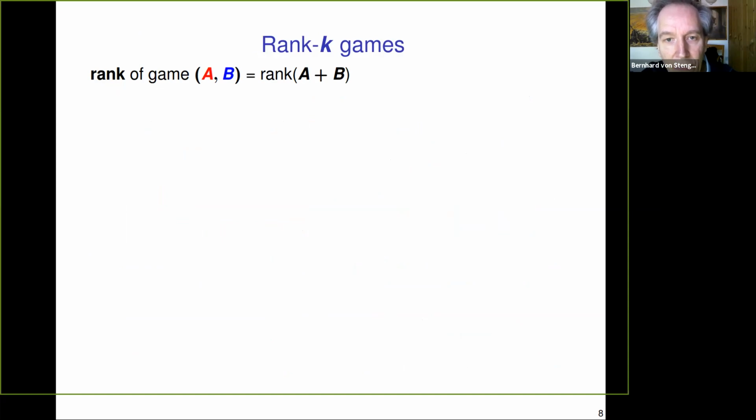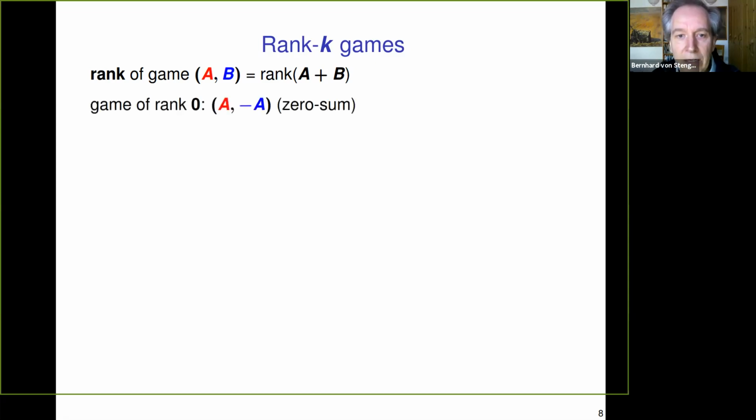This is called the rank of a game, and this is the matrix rank of the sum of the two payoff matrices. So clearly, when we have the all-zero matrix in a zero-sum game, this is a game of rank 0. But this is a hierarchy of games. So we have games of rank 1, rank 2, and so on. And the question is, are they possibly related to zero-sum games? Are they solvable in some way, and so on?